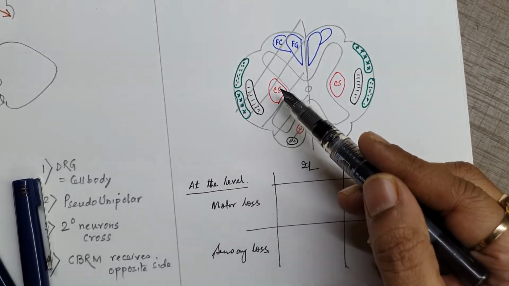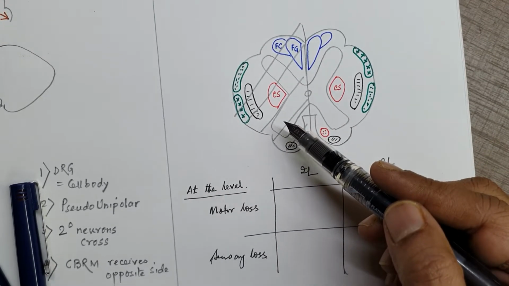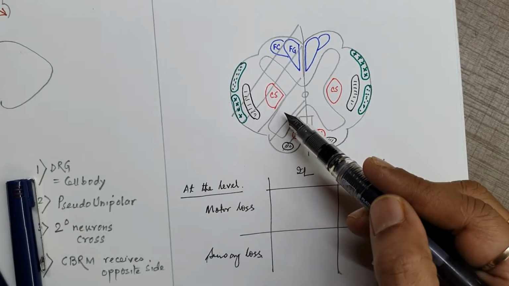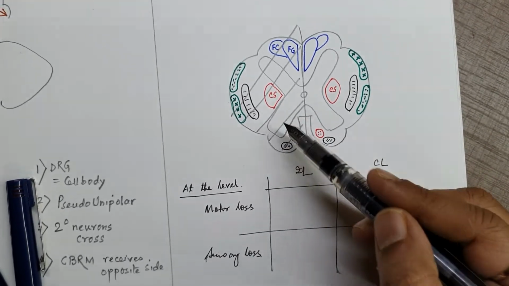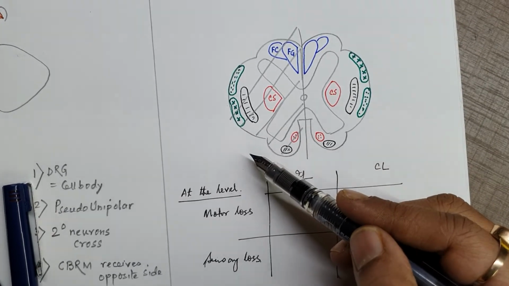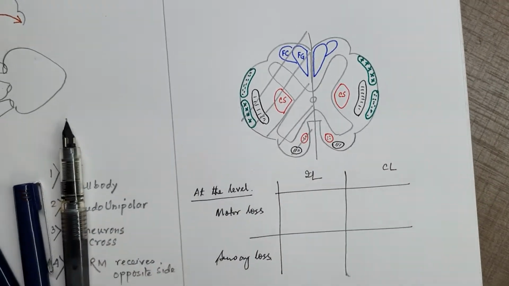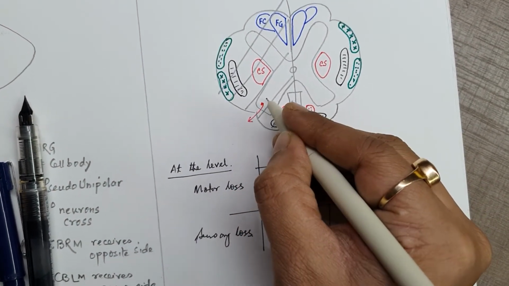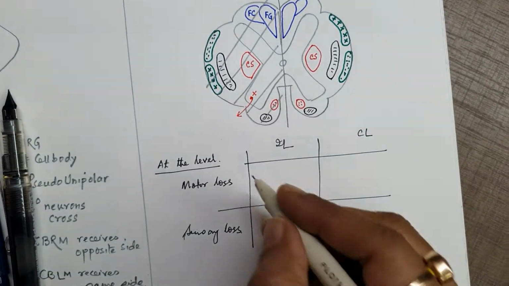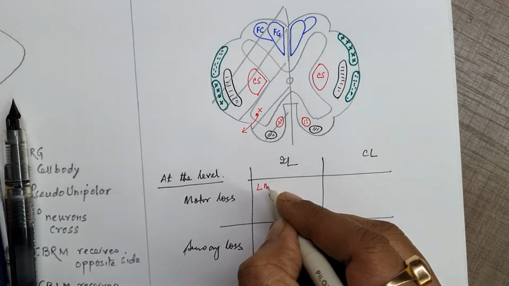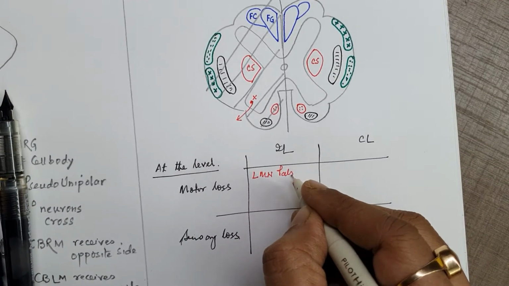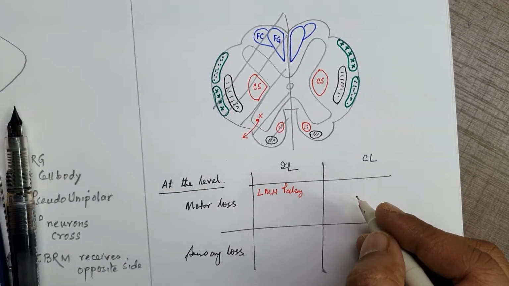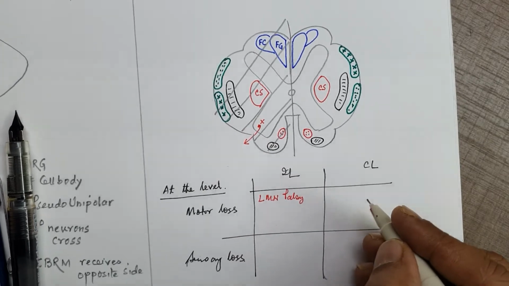If there is hemisection of this side, then on this side, if we consider the motor loss, there will definitely be lower motor neuron paralysis, because the lower motor neurons emerge from there. So number one, ipsilateral lower motor neuron palsy. Contralateral, no major defect.